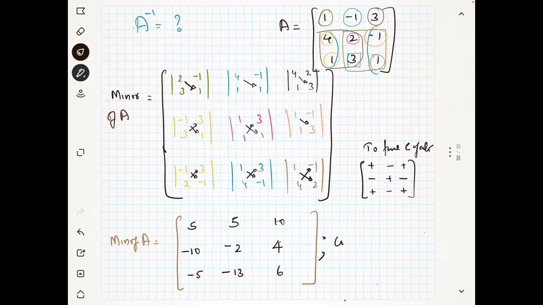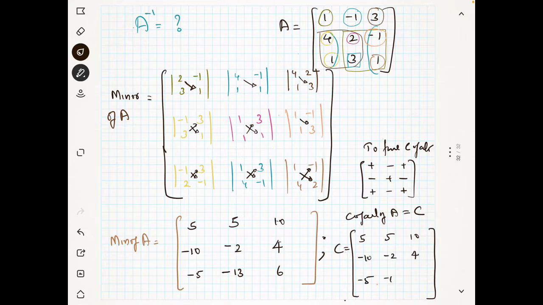Now the cofactor of A, which is nothing but C, we will write it as a matrix. I will first write all the elements: 5, 5, 10, minus 10, minus 2, 4, then minus 5, minus 13 and 6. Okay. After that I will assign the sign.